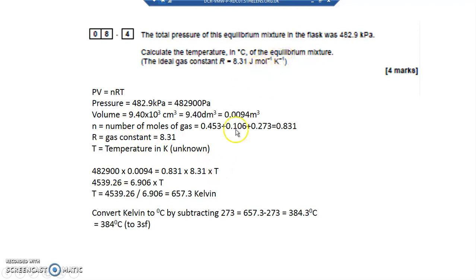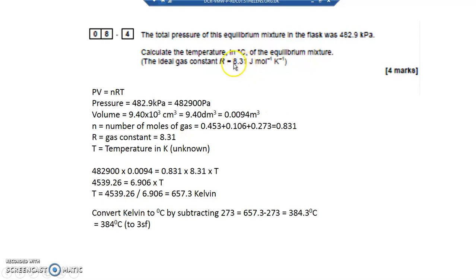T I don't know, that's what I'm trying to find, so I'll multiply these numbers out first. It's probably easier to do that first on your calculator, and then temperature is 4539.26 divided by 6.906, which is 657.3. Now temperature is in Kelvin, and it asks for it in degrees C. To get the final mark, then you need to convert Kelvin to degrees C. You subtract 273, you take 273 away from this value. So if you turn degrees C into Kelvin, you add 273, Kelvin into degrees C, you subtract 273, and so the answer comes out as 384.3.